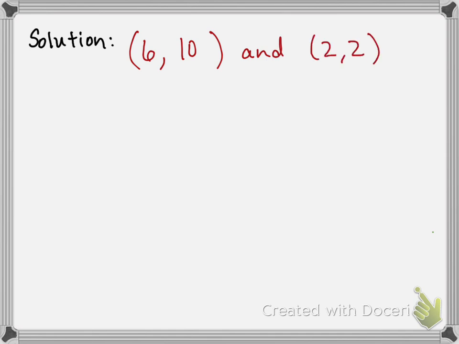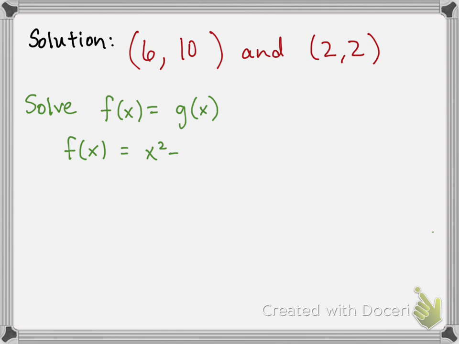But what if I had a different question? What if the question I then asked you was, with the same things behind us, solve f of x equals g of x? I'm going to claim f of x is x squared minus 6x plus 10, and g of x is 2x minus 2.